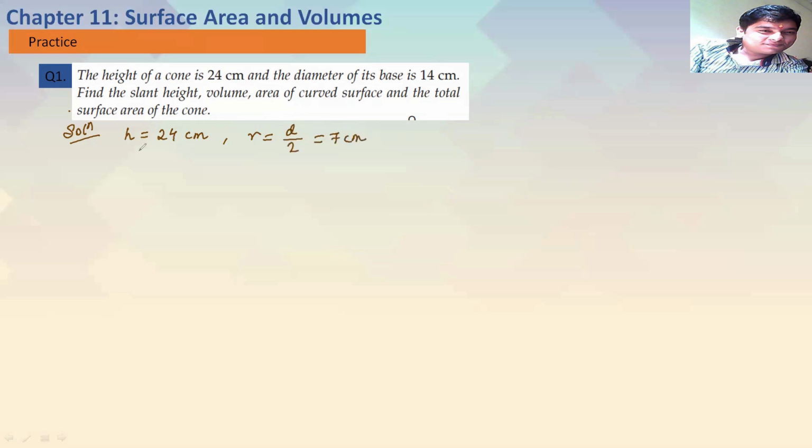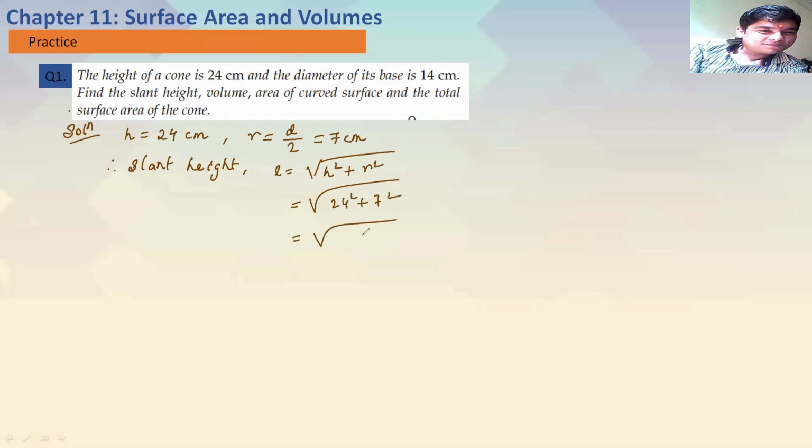You are told to find out the slant height first. So slant height, what is it going to be? Sir, L equals H square plus R square. L equals to H squared plus R squared. Okay, so H, that's 24 plus 7. What is it going to be, sir?